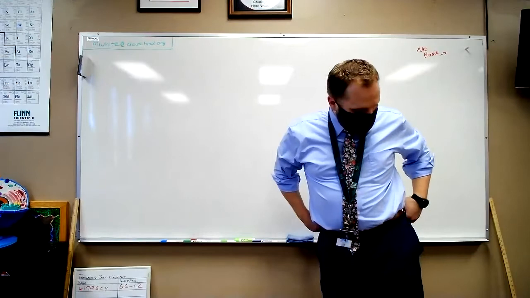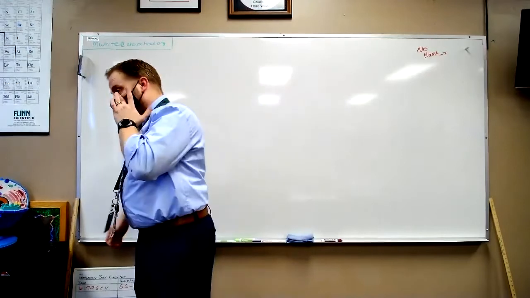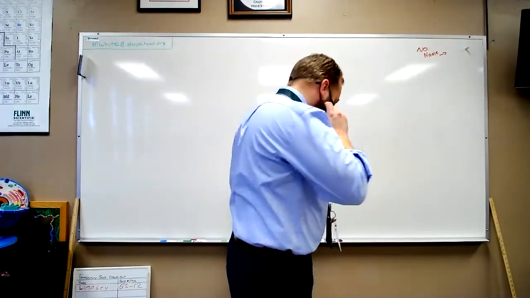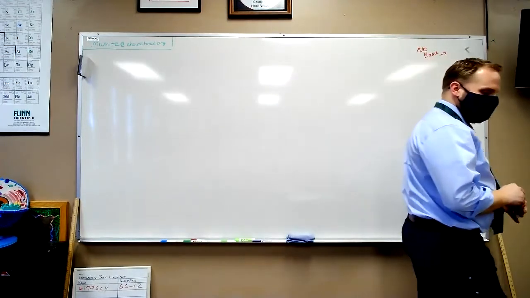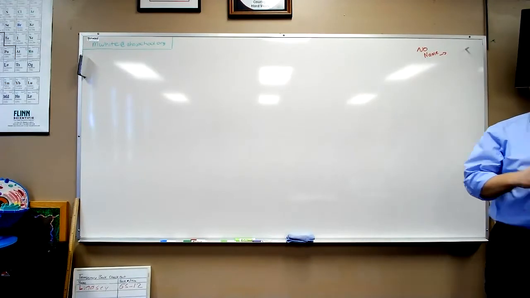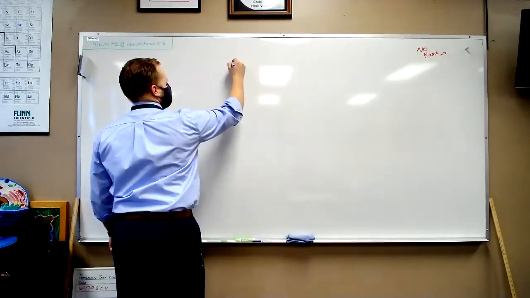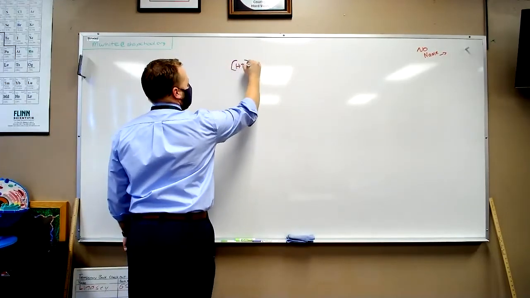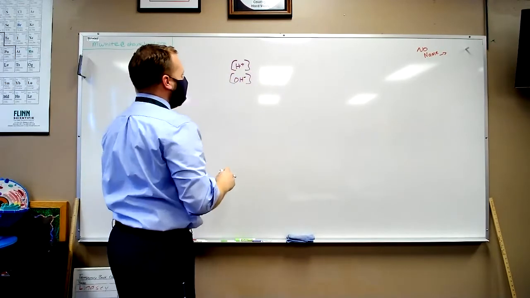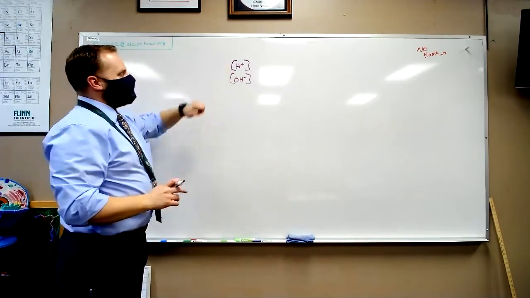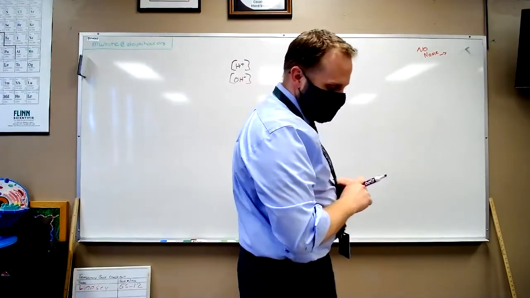Today we are going to continue on in chapter 18, talking about acids and bases. As a brief review, when we have an acid or a base, really what we're looking at is the concentration of our hydrogen ions and our hydroxide ions. We have a higher concentration of hydrogen, it's acidic. A higher concentration of hydroxide, it's basic.